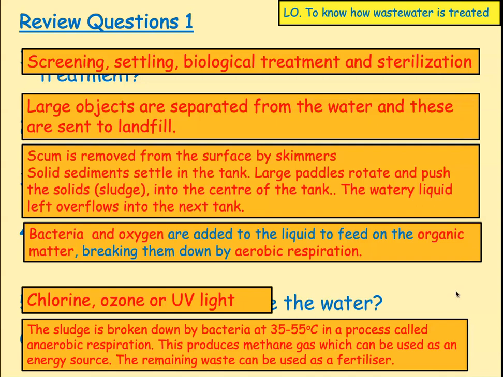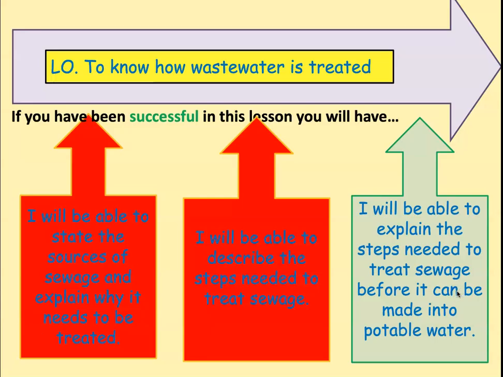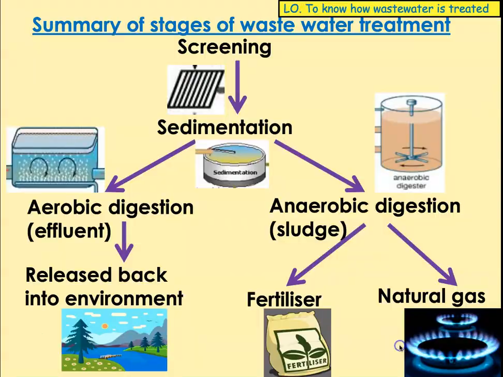This produces methane gas which can be used as an energy source, and the remaining waste can be used as a fertiliser. So hopefully you were successful in doing that. That's our second success criteria. Now we want you to be able to explain why we do each of the steps.